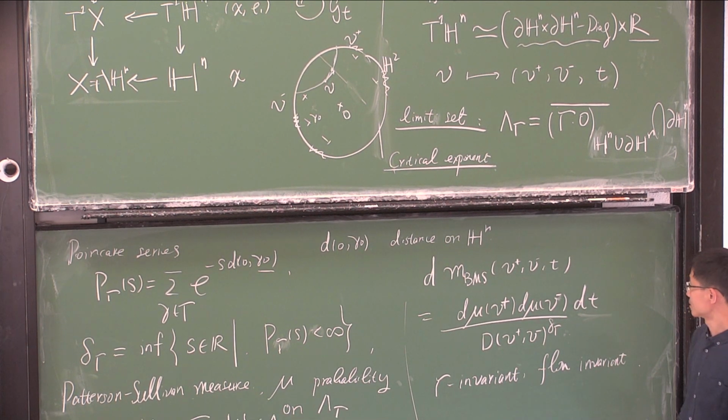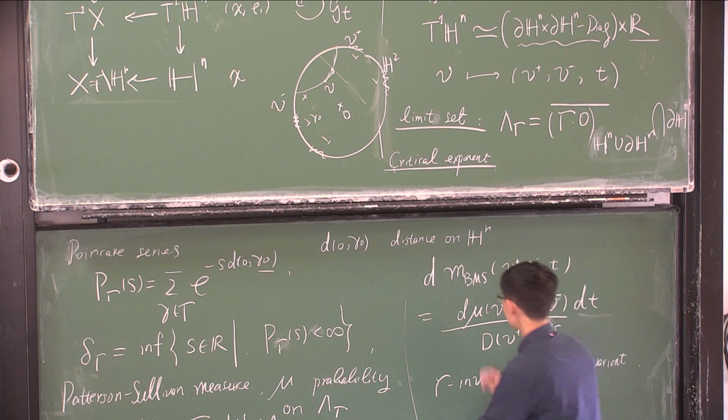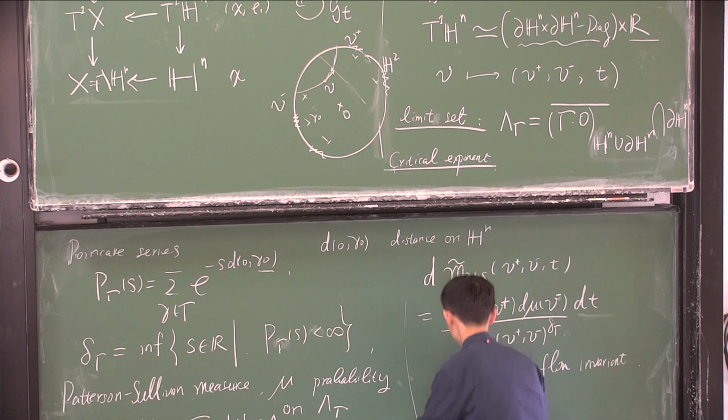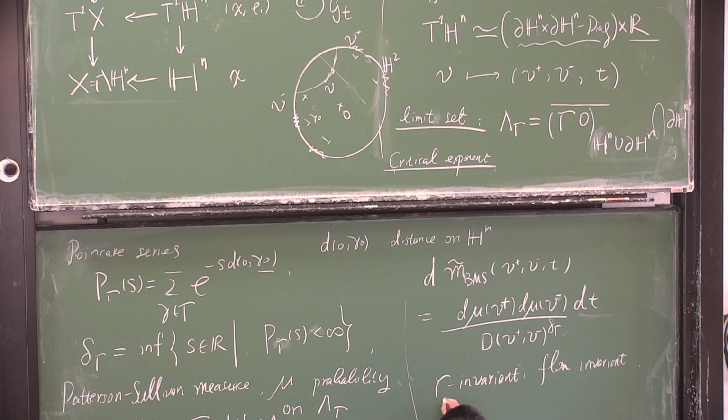Flow invariant, yes. This measure is on the universal cover, on the unit tangent bundle. Then you can push it down, take the quotient by gamma, and you get some measure m^BMS. It is only on the unit tangent bundle of S. And you can add this M.